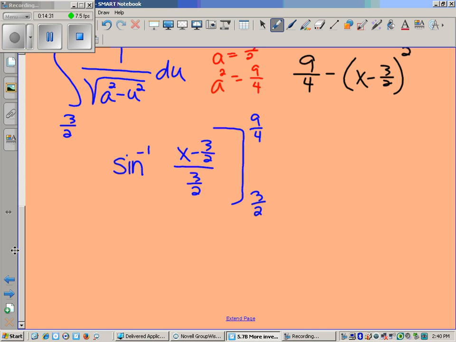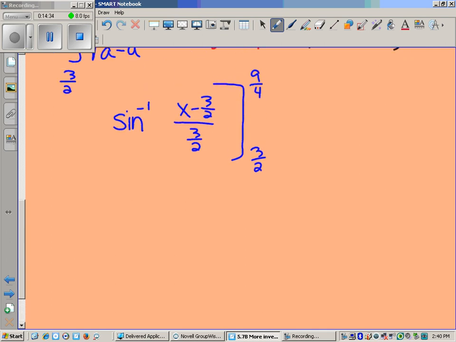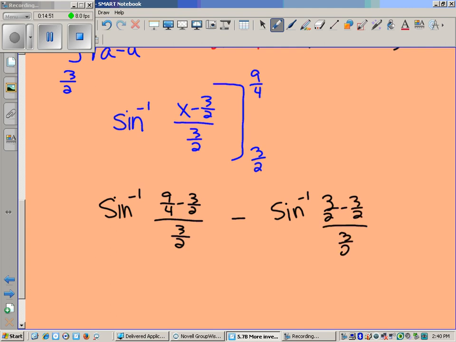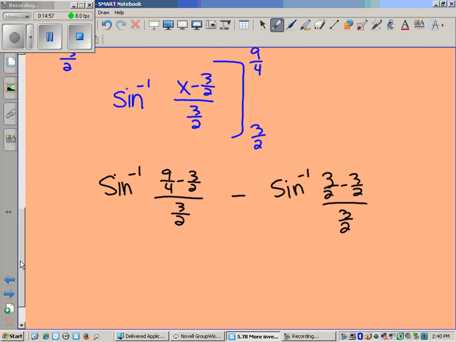Okay. So if I have a definite integral, can we plug in and evaluate? Using our fundamental theorem of calculus, can I plug in my 9/4 here minus 3 halves over another 3 halves? I know that looks funny. We'll change it here in a second. Minus my sine inverse of 3 halves minus 3 halves over another 3 halves. Do that. All right. Let's see here. Okay.